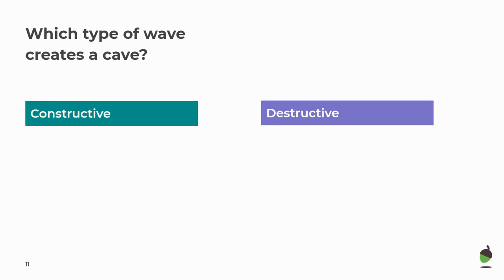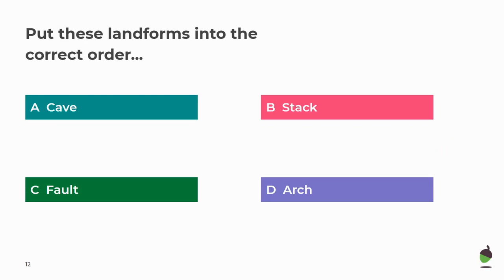Let's test you. Which type of wave creates a cave? You've got 3 seconds. Tell me out loud. It is destructive. We remember that word. Destructive waves destroy. If you're destructive, you're destroying things.